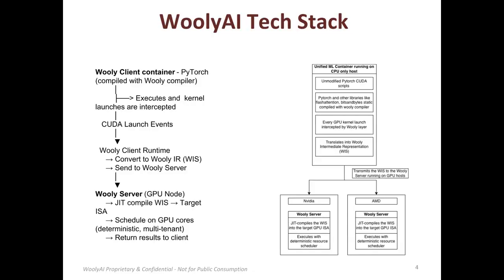Let's look at how WoolyAI delivers the key benefits: GPU portable ML containers, CPU-based remote execution, and increased job density per GPU. Inside the Wooly Client Container, PyTorch is statically compiled with our compiler to capture all CUDA kernel launches. The kernels are translated into an intermediate IR, the GPU portable Wooly instruction set, and sent to remote GPU hosts running Wooly servers. On the GPU hosts, the Wooly server just-in-time compiles them to the native instruction set, Nvidia or AMD, while retaining all performance optimizations, and the kernels are executed using the native GPU driver runtime. Wooly server also manages scheduling of GPU compute cores across concurrent kernel executions and dynamic VRAM management.